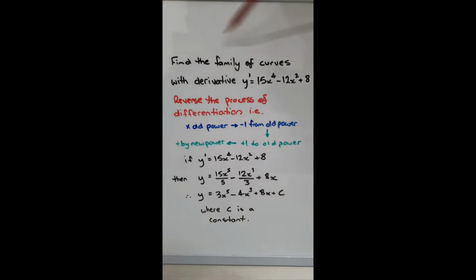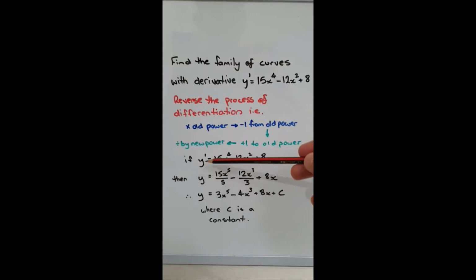Find the family of curves with derivative y dash equals 15x to the power of 4 minus 12x squared plus 8. Now, because we're starting with the first derivative, we need to reverse the process of differentiation to get back to the original function and then to find this family of curves. So differentiating involves multiplying by the old power and then subtracting 1 from the old power. To reverse this process, we add 1 to the old power and then divide by the new power.